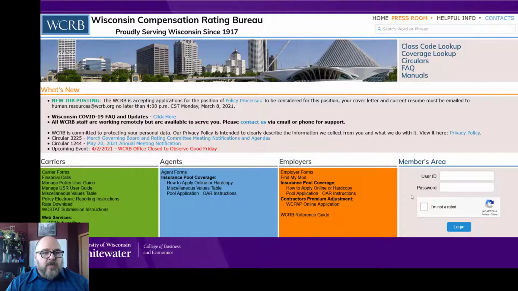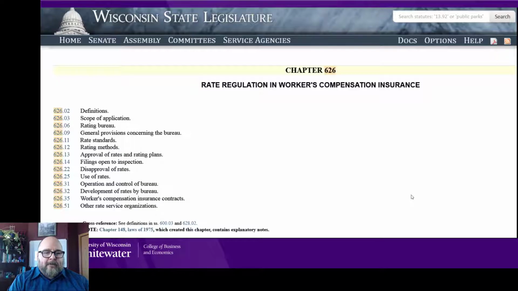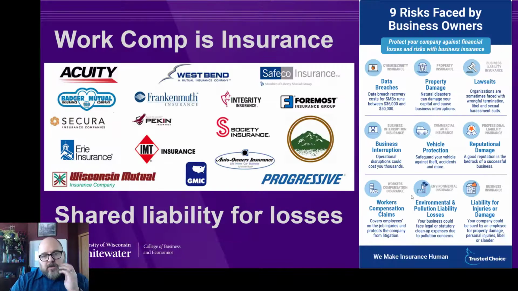And here is the homepage for the Wisconsin Compensation Rating Bureau. And you can see here there's information for carriers, for agents, for employers. And there's an additional applicable chapter, which is 262. This is the rate regulation in workers' compensation insurance. So the Wisconsin Compensation Rating Bureau, they're covered by these state standards.